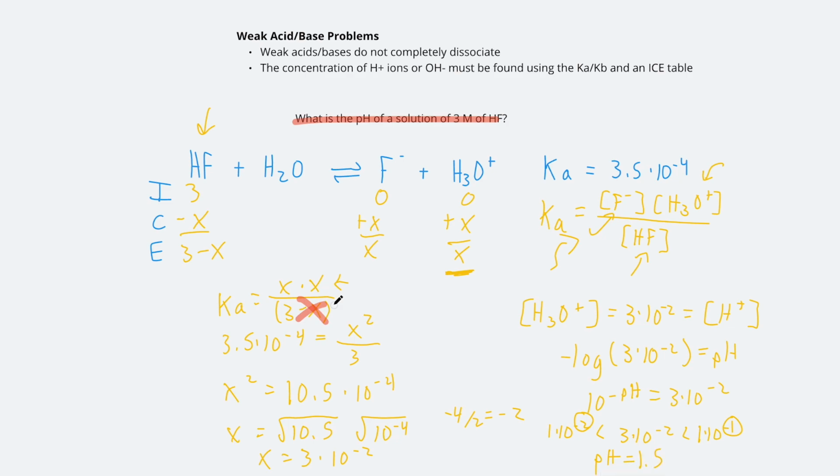And for a weak base, you'd apply the exact same approach. Just make sure that you're using the Kb whenever you're trying to solve for the OH- concentration.